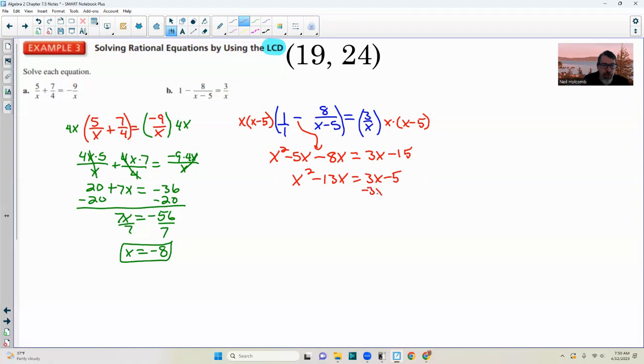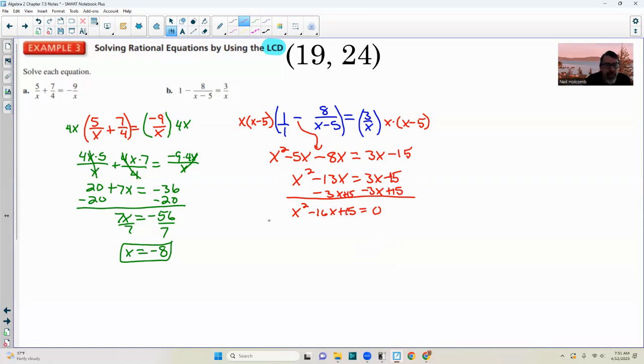So I'm going to subtract 3x and add 5, minus 3x plus 5, to both sides of my equation. And I'm going to get x squared minus 16x plus 5 equals 0. Okay. Is it 5? No, it's 15. I lost a 1. Put a 1 there, put a 1 there, put a 1 there, and put a 1 there.